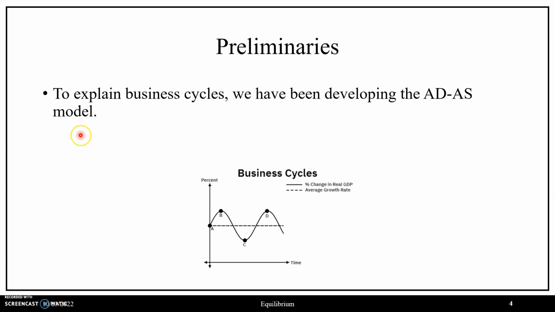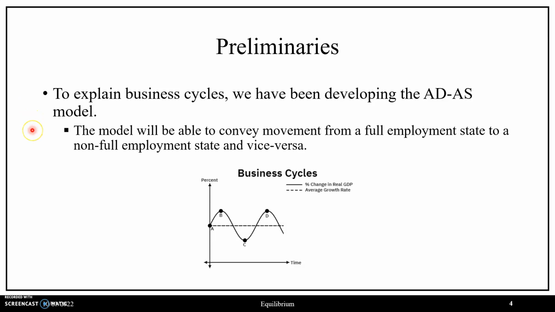With all this in mind, beginning with our preliminaries, to explain business cycles, we have been developing the ADAS model, which we also mentioned would be accompanied by the Phillips curve model. With respect to the ADAS model, it should be able to convey movement from a full employment state to a non-full employment state and vice versa in order to replicate recoveries to a peak as well as contractions to a trough.